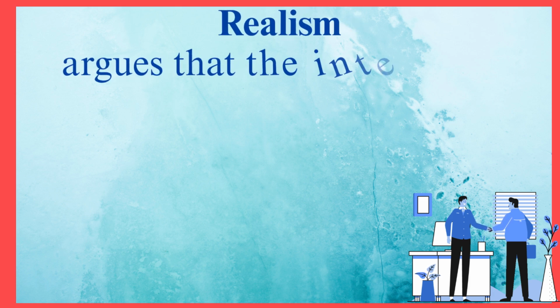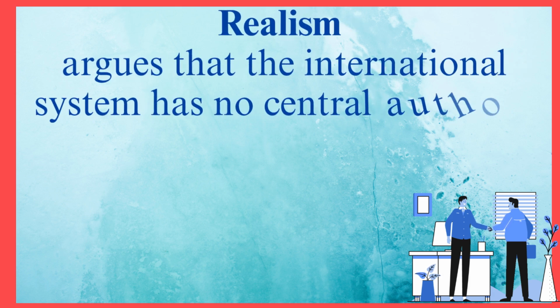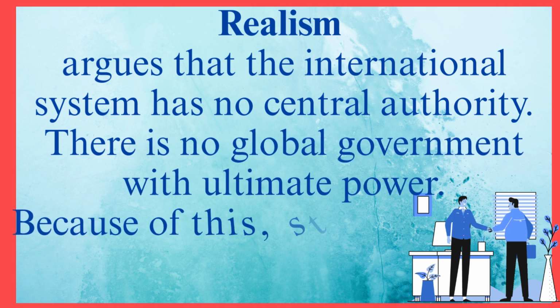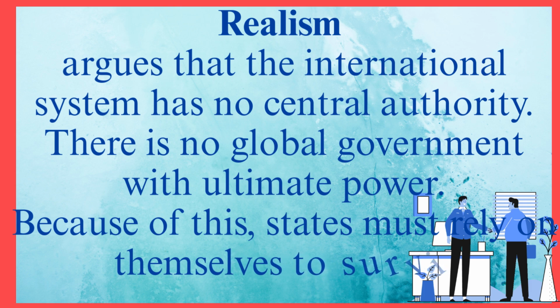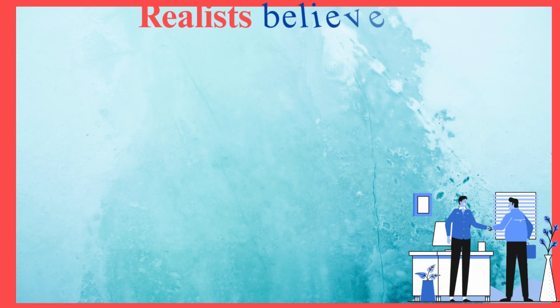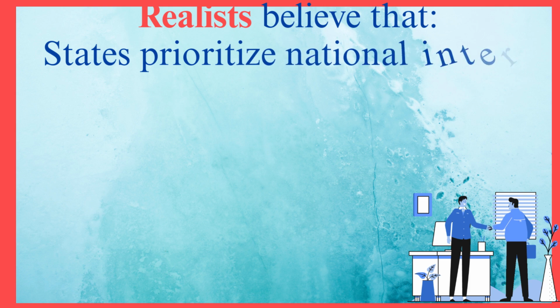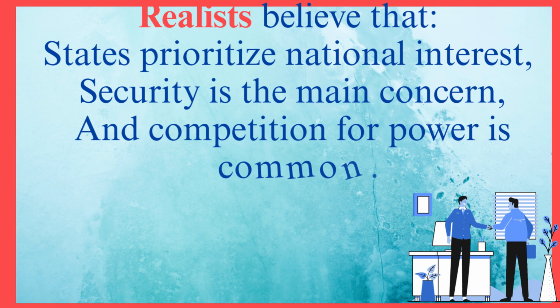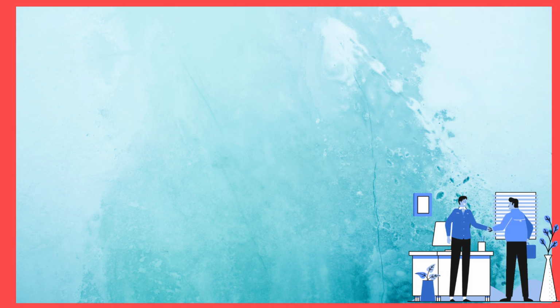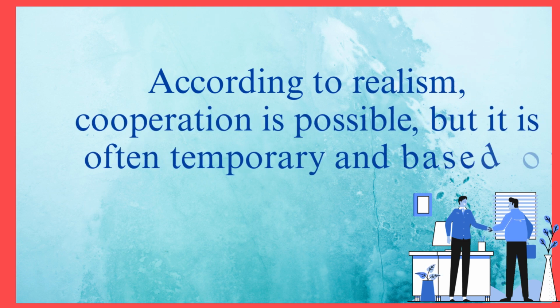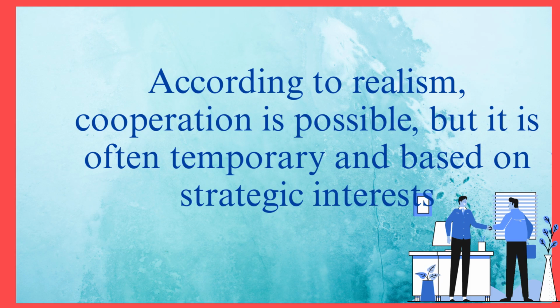Realism. Realism argues that the international system has no central authority. There is no global government with ultimate power. Because of this, states must rely on themselves to survive. Realists believe that states prioritize national interest, security is the main concern, and competition for power is common. According to realism, cooperation is possible, but it is often temporary and based on strategic interests.